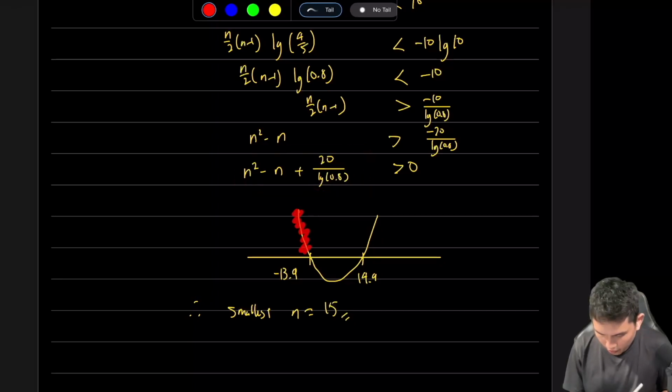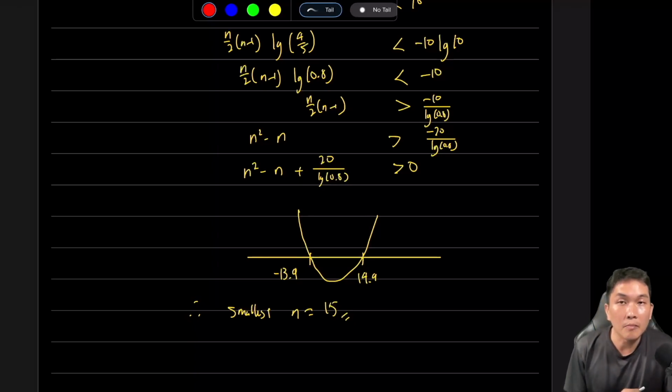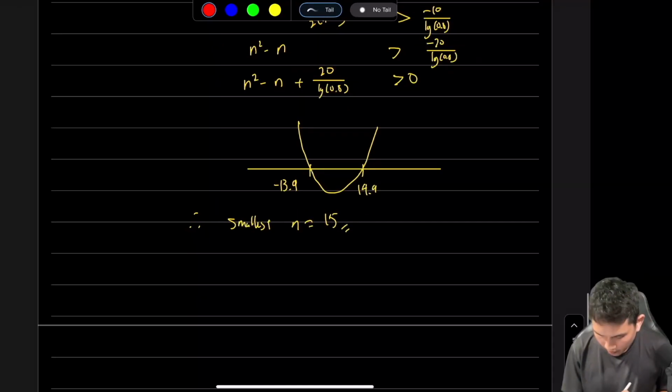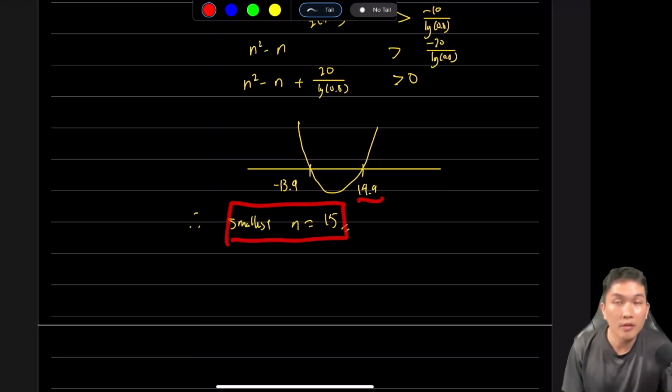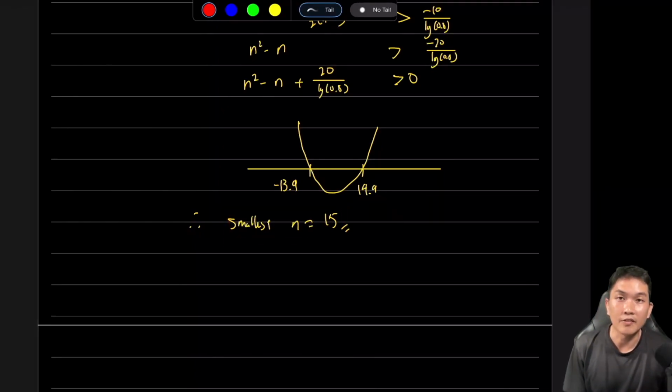So I'm looking at these portions over here. Okay, and because n has to be a positive whole number, I'm going to have n greater than 14.9, and the smallest n will then have to be 15. And so that's the end of this question.